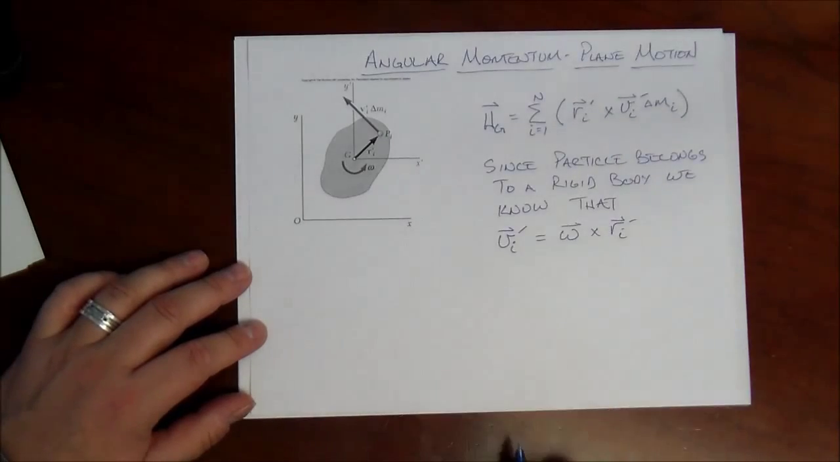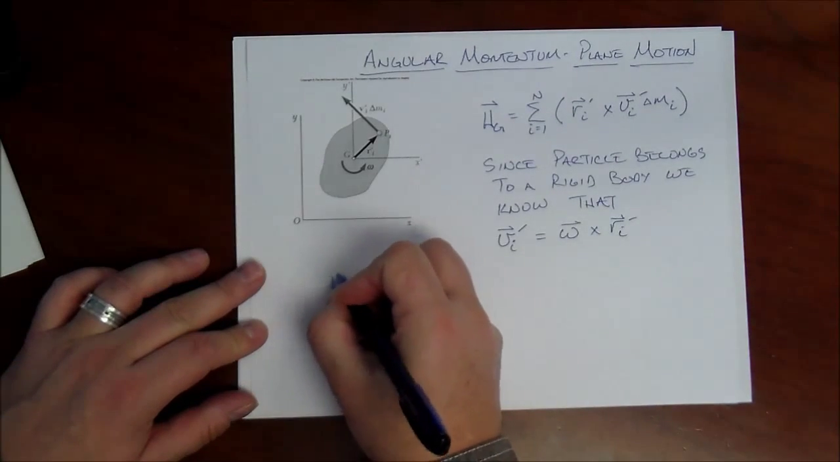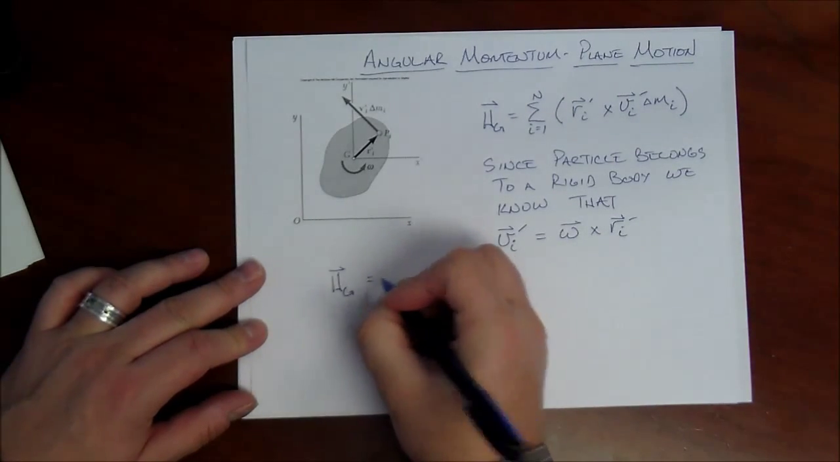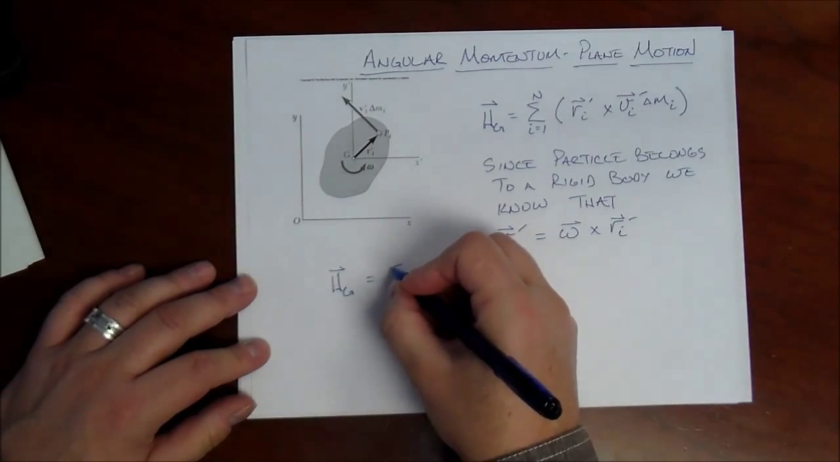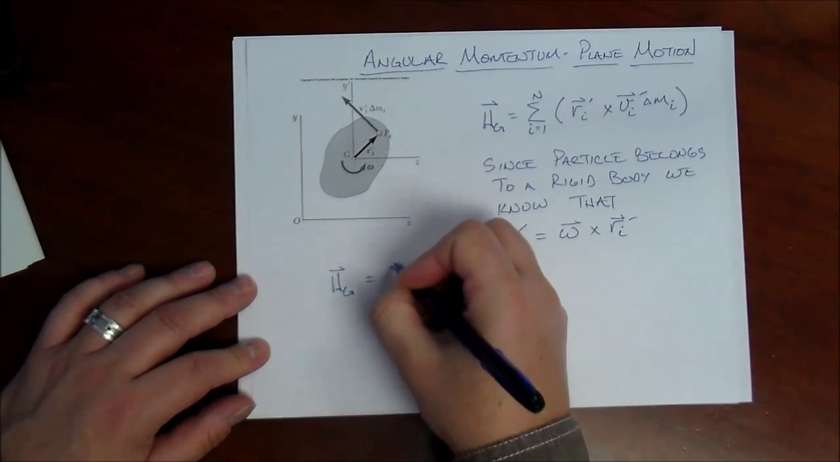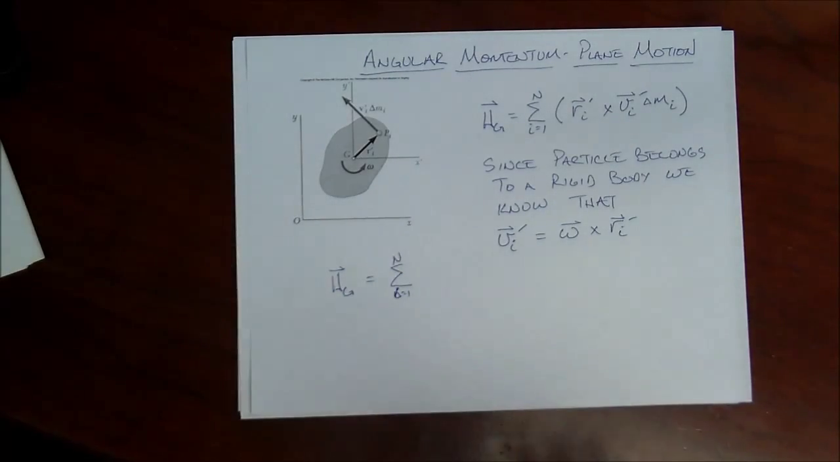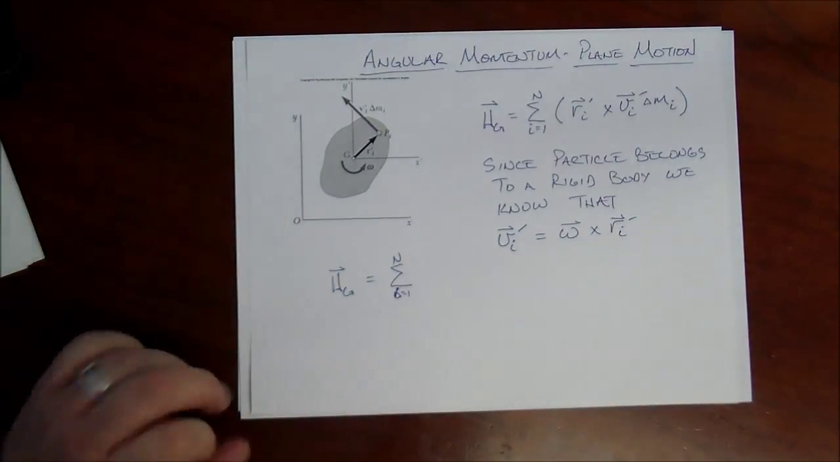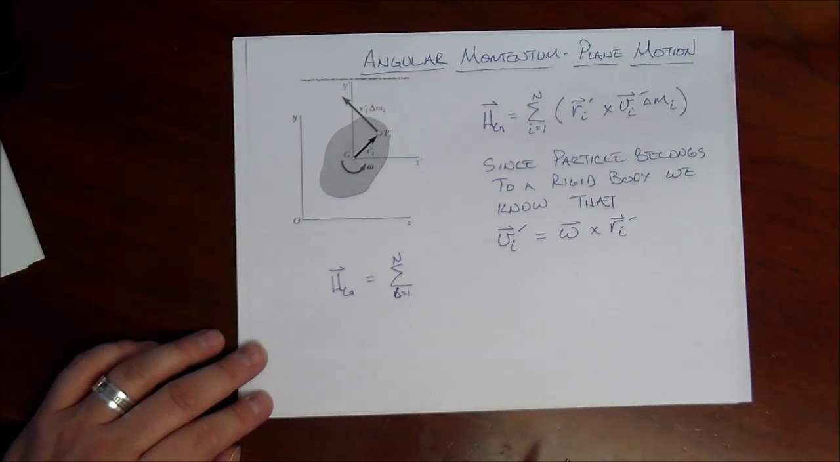So we can use this to write our angular momentum with respect to the mass center. That's i equals 1 to n, summing over all the particles. We're still imagining our rigid body as a collection of particles. We'll move away from that in a moment.